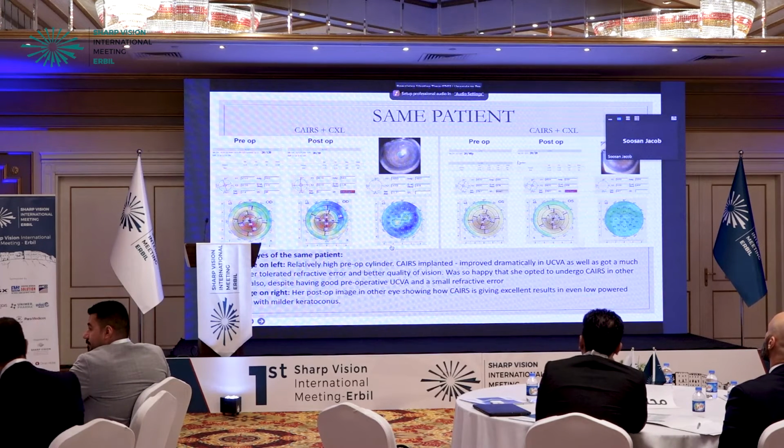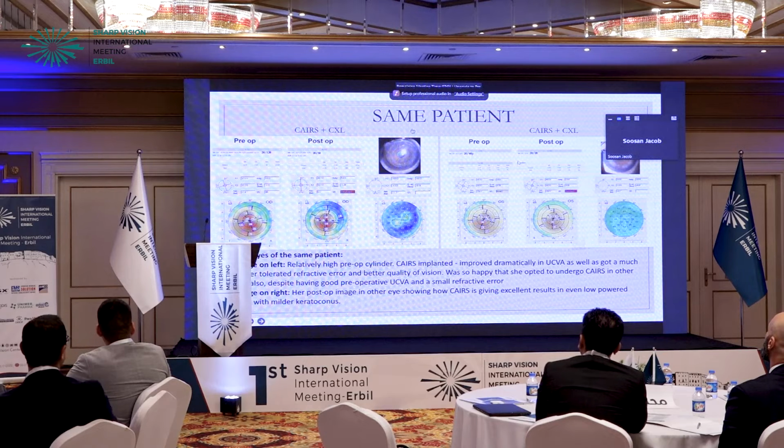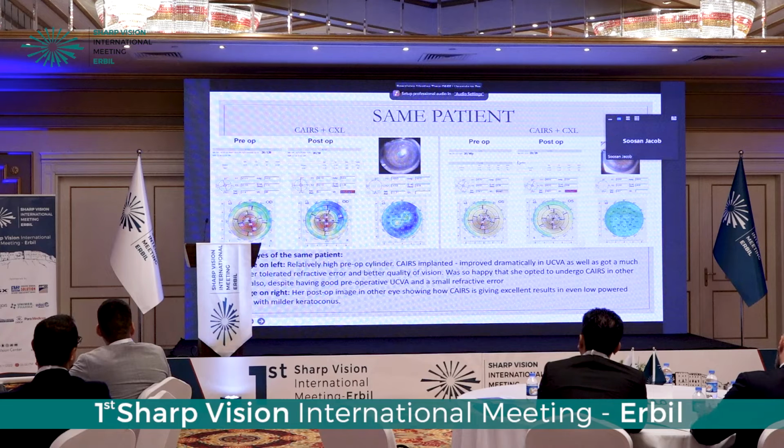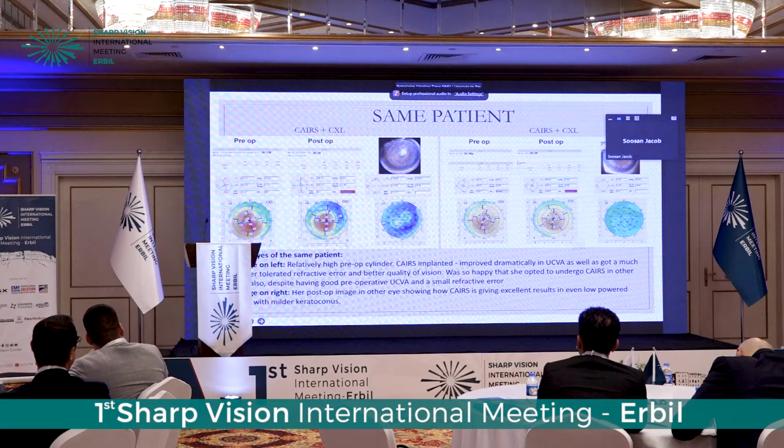A few other examples, because this talk is short, I cannot show you many topographies, but just two examples, two eyes of the same patient. Here you can see we have implanted thick CARES, and here we've implanted thin CARES, and you can see the difference maps. Here you've got a lot of flattening.